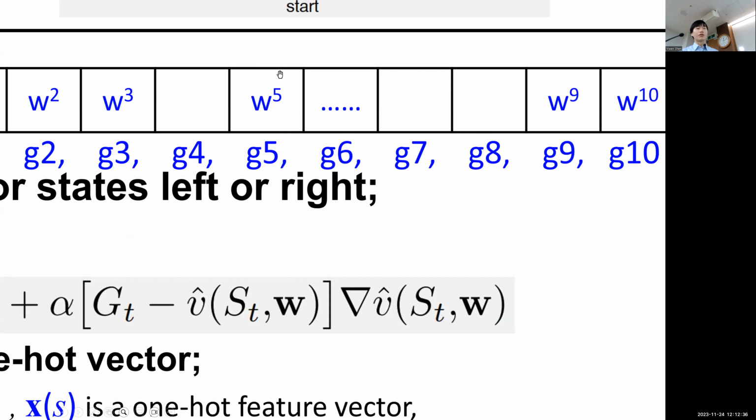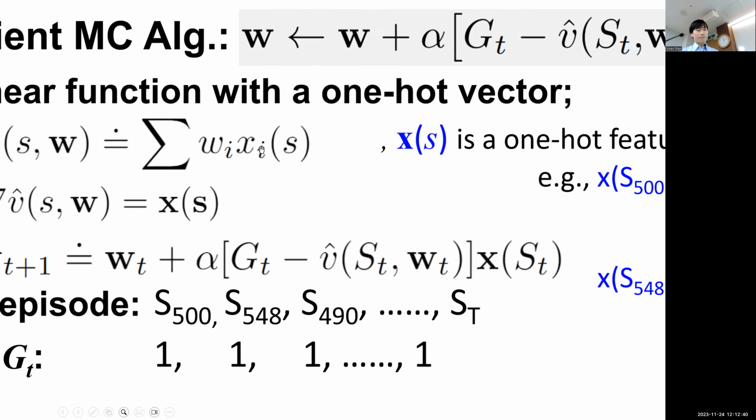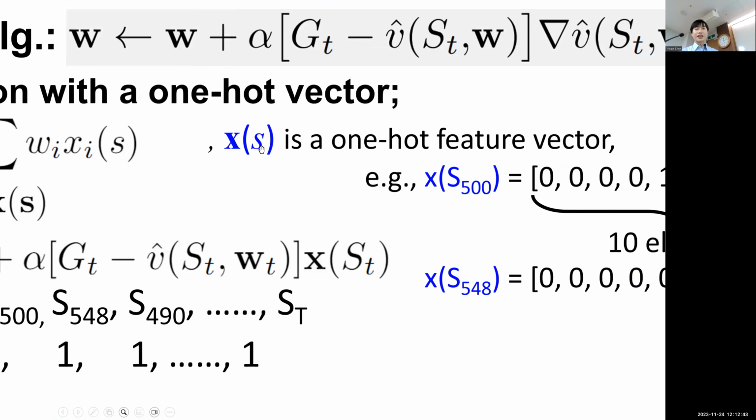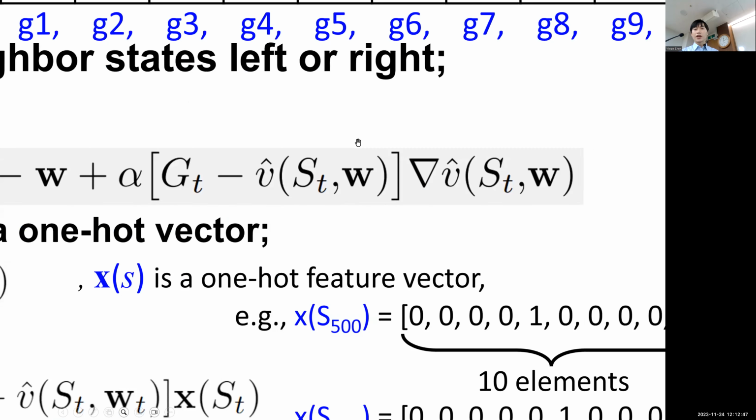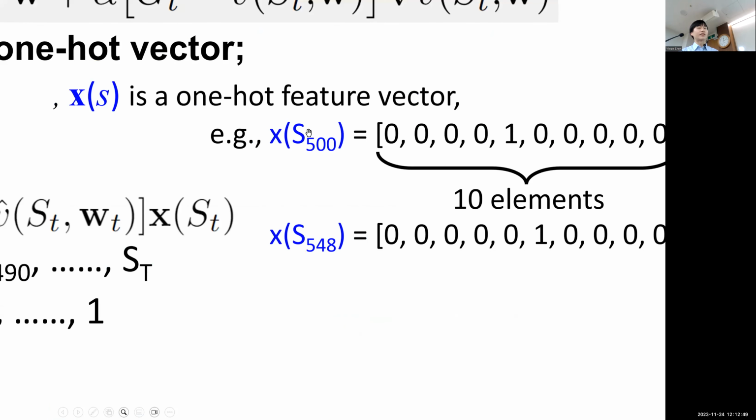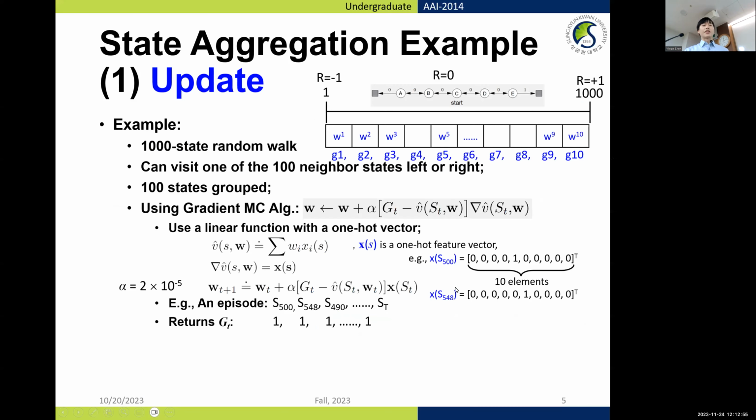If we consider the 100 states, 490 is close to S500, somewhere here. So it will be the same as S500. The one hot encoding, the location will be here. This is how you can generate the sequence or trajectory for an episode. So for each episode, you can generate this kind of sequence.